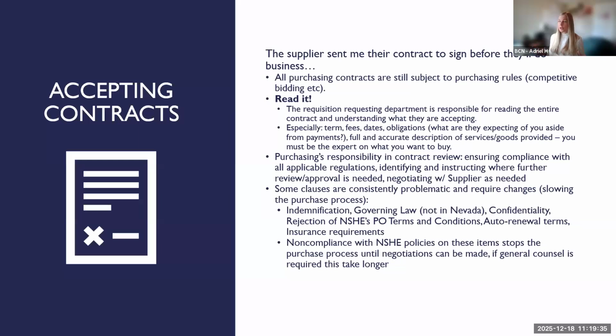and it's usually a rush, that slows down everything because we literally can't sign them. That's their indemnification language, which is very strictly regulated by the Board of Regents. Our governing law is often, like, the supplier is based out of Ohio, so they make it Ohio law. We can't accept that. It has to be in Nevada. Their confidentiality term says we can't share pricing or anything like that. But by public records law, we have to be able to do that.